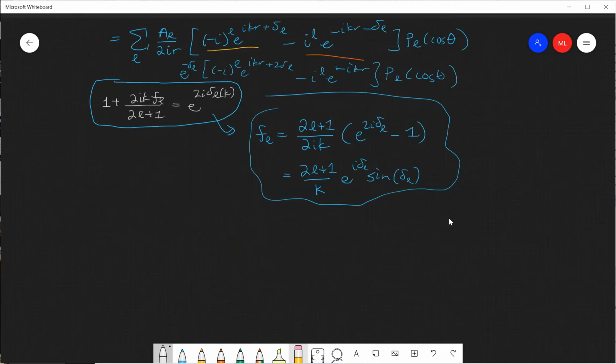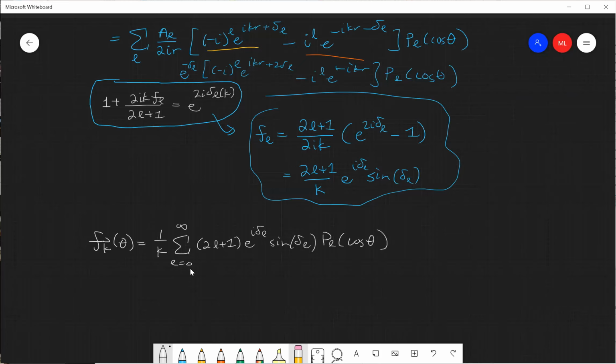So let me say that. This is sort of the last thing. The scattering amplitude, which is what goes into, remember the double boxed equation, is the thing that tells you what the differential scattering cross-section is. Plugging everything in, it's 1 over K, sum from L equals 0 to infinity, 2L plus 1, e to the I delta L, sine of delta L, PL cosine theta. That's very powerful.